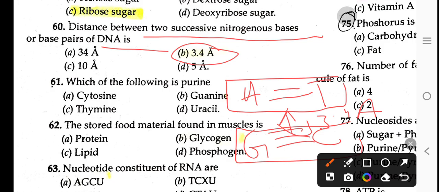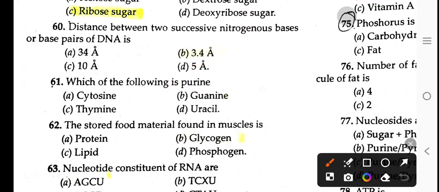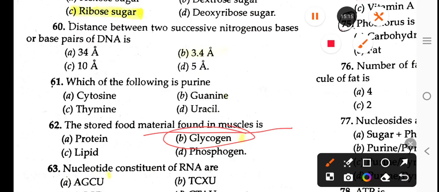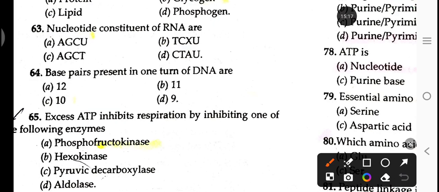Next, which of the following is a purine? So it is guanine. Cytosine, thymine and uracil are pyrimidines. Guanine. Option number B is the right answer. Next one, the stored food material found in muscle is glycogen. Next is nucleotide constituent of RNA. So RNA consists of adenine, guanine, cytosine and uracil. So option number A is the right answer.